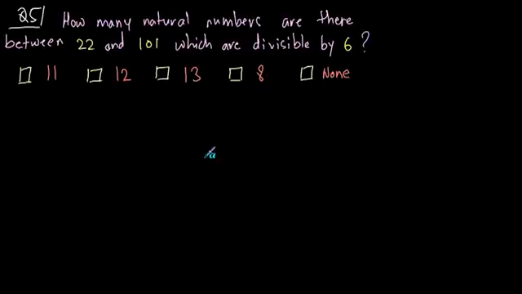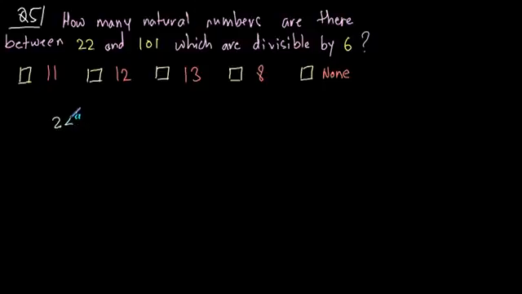Now the fifth and final question. How many natural numbers are there between 22 and 101 which are divisible by 6? And you have your options. So let's list a few numbers which are between 22 and 101 and are divisible by 6. So 22 is not divisible by 6. 23 is not divisible by 6. 24 is divisible by 6.